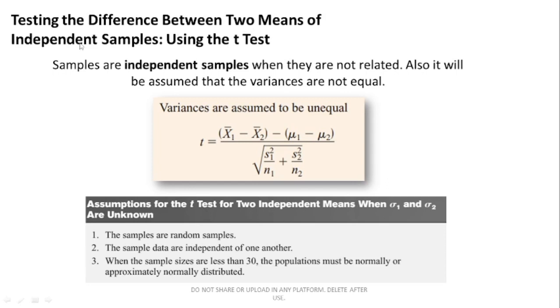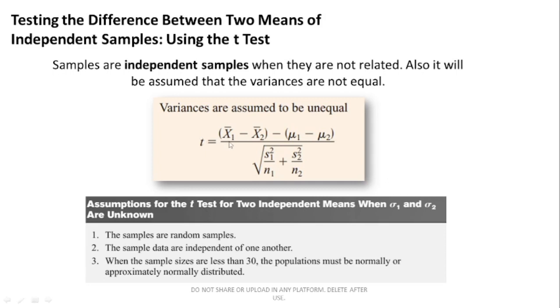So, again, t-test lang din to, pero iba lang yung formula ang gagamitin natin because we will be comparing two means. So, ano ba kapag sinabi natin na independent samples? Samples are independent samples when they are not related. Also, it will be assumed that the variances are not equal. So, ibig sabihin, may dalawang dataset ka or may dalawang sample ka, pero independent sila or hindi na-apektuhan ng isang sample mo yung kabila. So, variances are assumed to be unequal. So, this one, ito ang gagamitin natin.